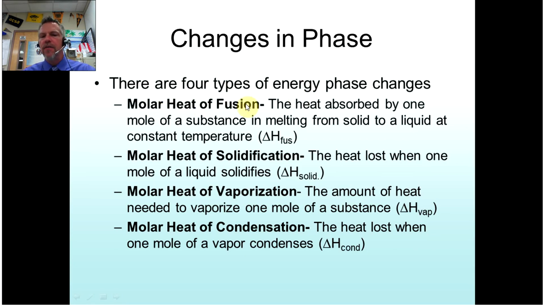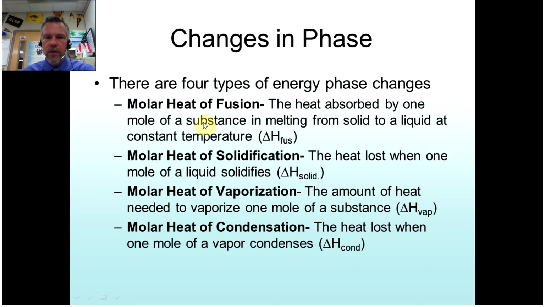So, the molar heat of fusion is the heat absorbed by 1 mole of any substance when it melts from solid to a liquid. Now, I'm not sure why we call it heat of fusion when we're turning a solid into a liquid, but there it is. The abbreviation for this is delta H FUS. See this little FUS down here? That stands for fusion. This is the amount of heat required to melt 1 mole of a substance.